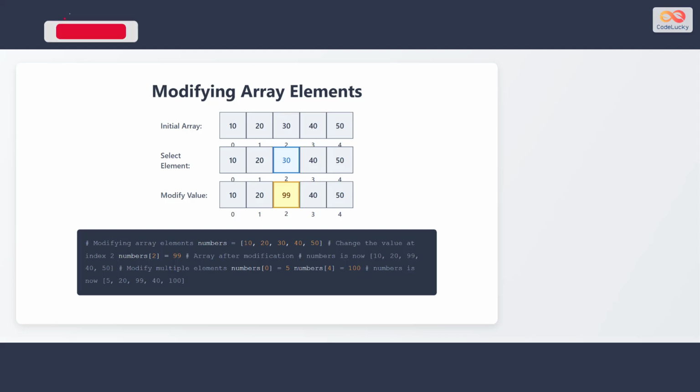For example, to change the value at index 2 to 99, you would write numbers[2] = 99. You can also modify multiple elements in a similar way, one at a time. After the modification, the array will reflect the updated values.